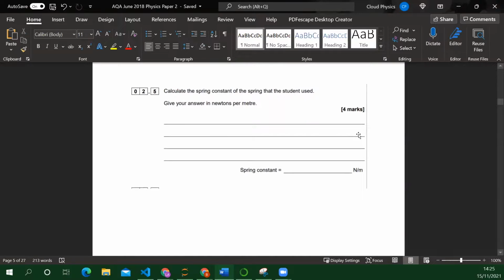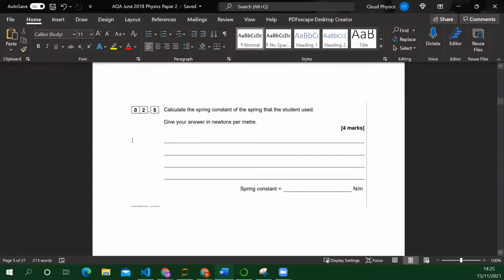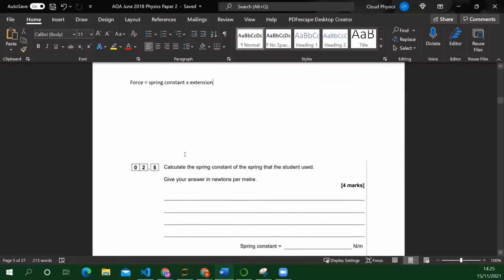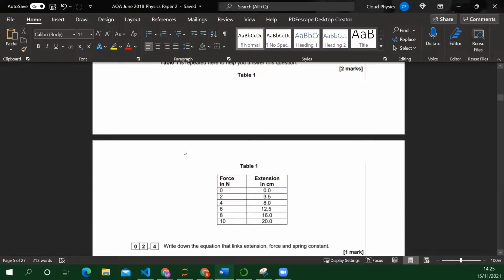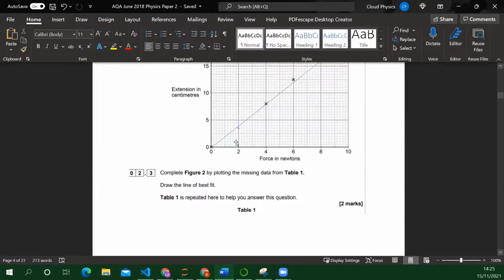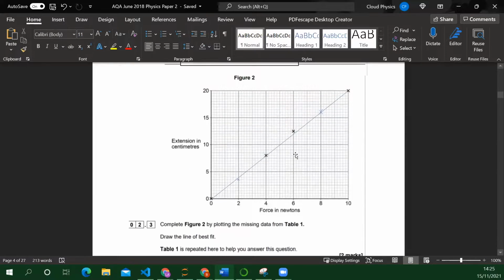Okay, calculate the spring constant of the spring the student used. Give your answer in newtons per meter. So we're going to have to use the graph. Okay, so force. So let's have a look. Of course, we'll choose a convenient point here. I mean, there's lots of things we could choose, isn't there? I'm trying to think of the easiest for us to look at. It crosses the line. We'll choose here.